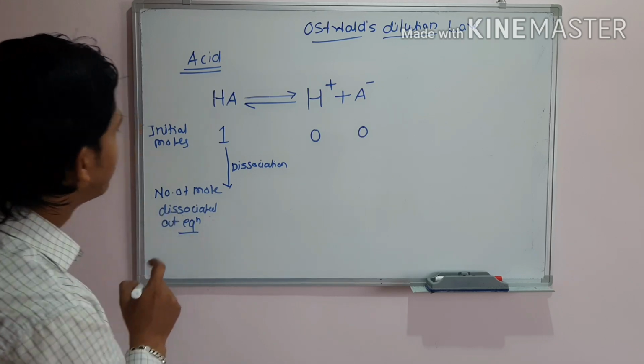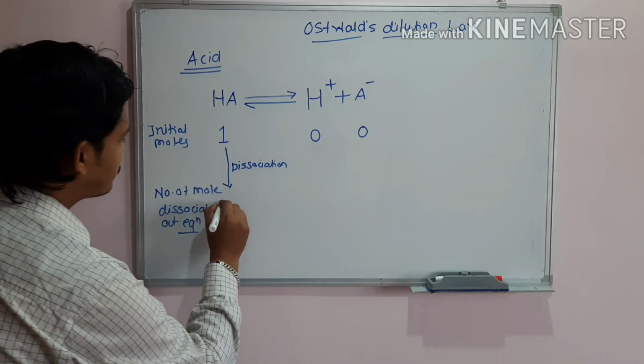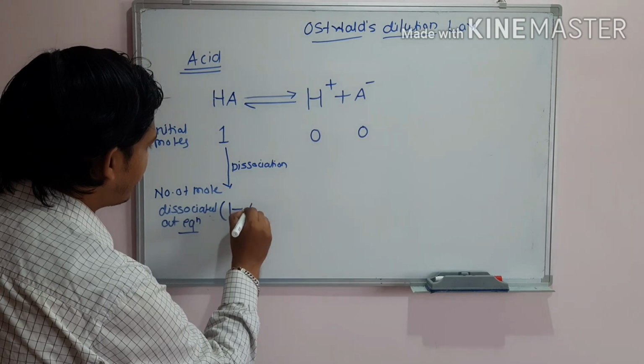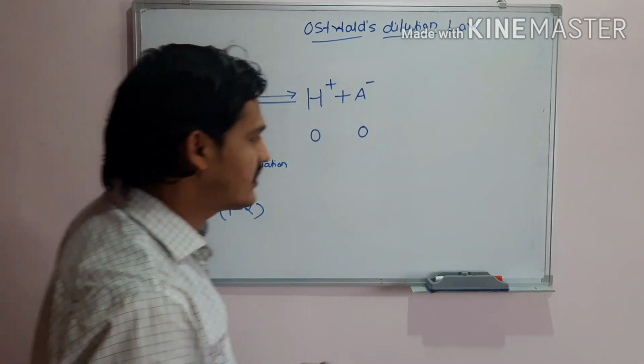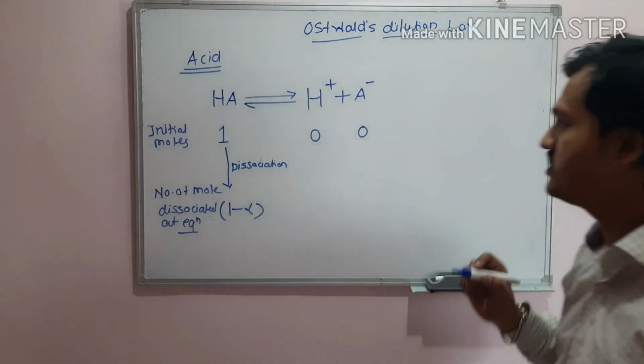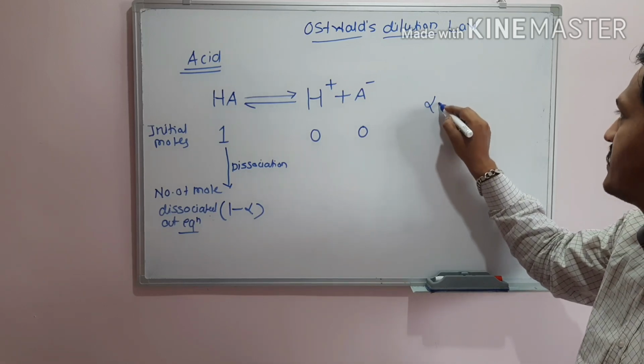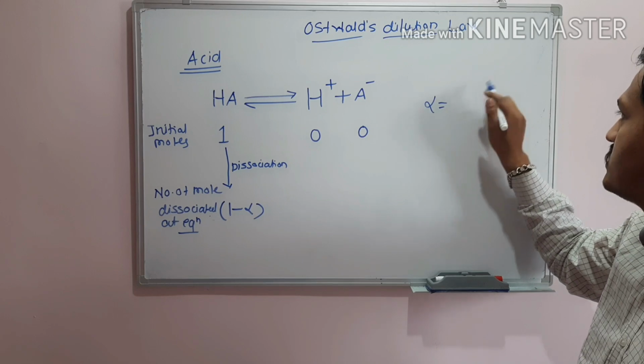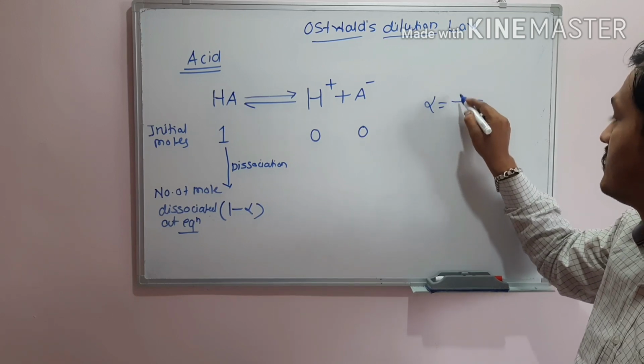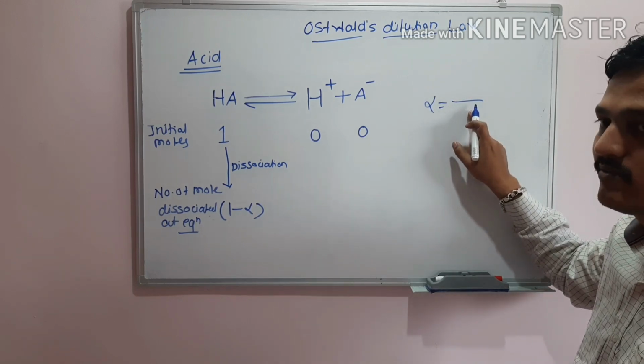Understand it. After dissociation it is 1 minus alpha, because of the concept of degree of dissociation. The formula is alpha equals the total number of moles dissociated divided by the total number of moles.